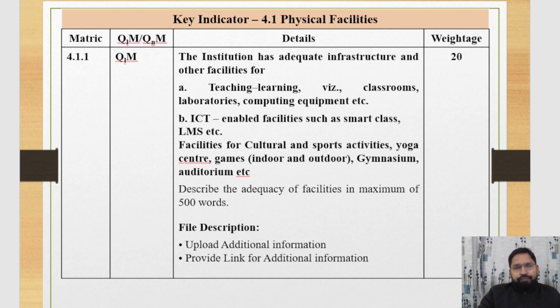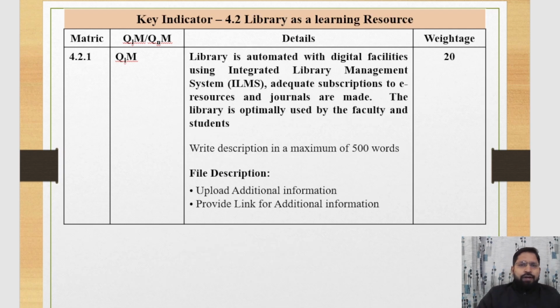Next is 4.2.1. This is a qualitative metric. The weightage is 20. In this metric, we discuss whether the library is automated with digital facilities using ILMS, with adequate subscription to e-resources and journals, and whether the library is optimally used by the faculty and the students. This metric is dedicated to the library.